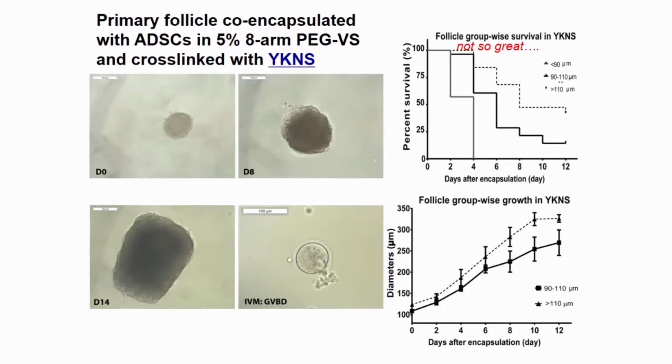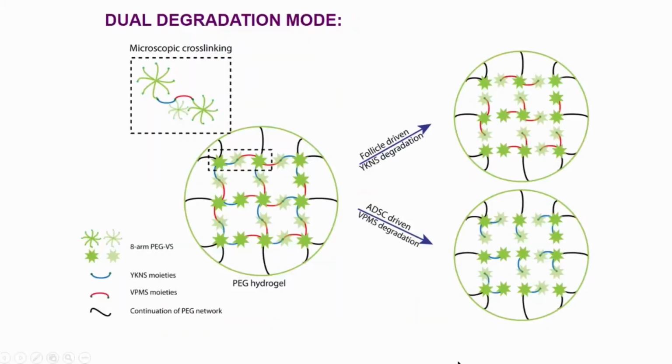So we designed a dual degradation mode. We know that follicles love the plasmin-sensitive sequences, so just YKNS, the plasmin-sensitive sequence, wouldn't work for both of them. So we added MMP-sensitive sequences. So now we have a hydrogel that has YKNS for the follicles and MMP9 for the adipocytes.